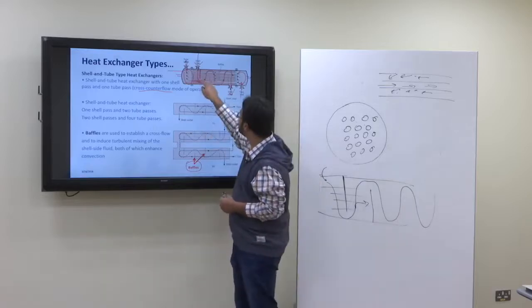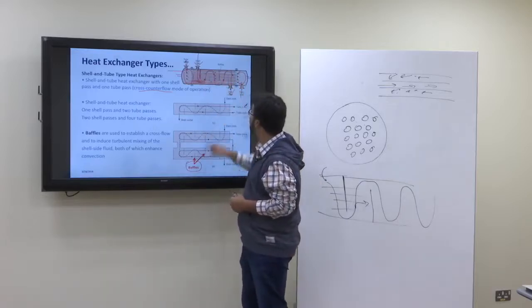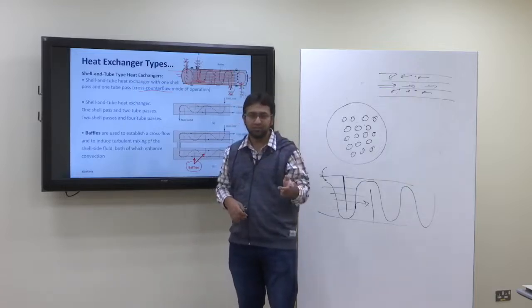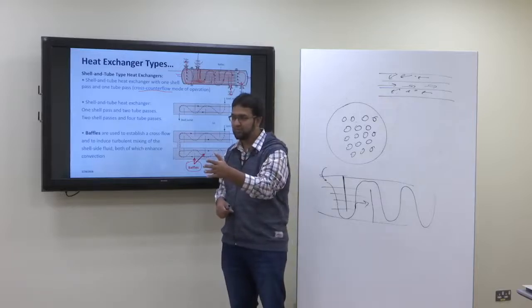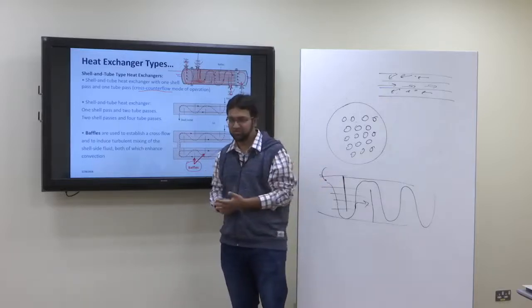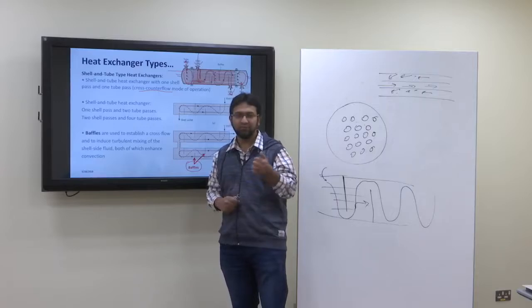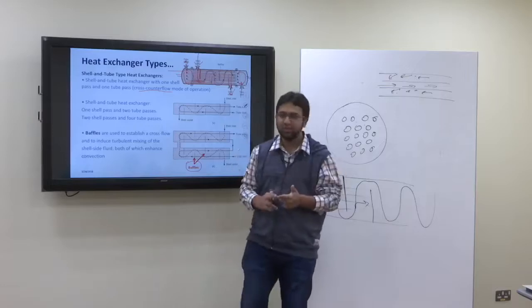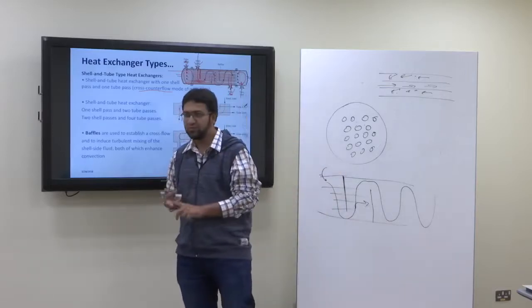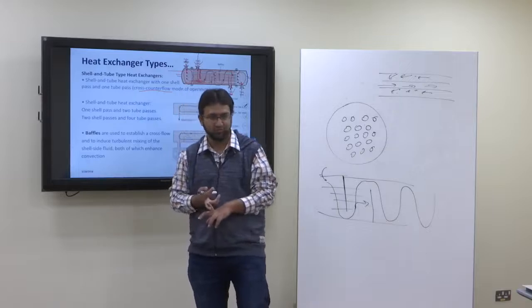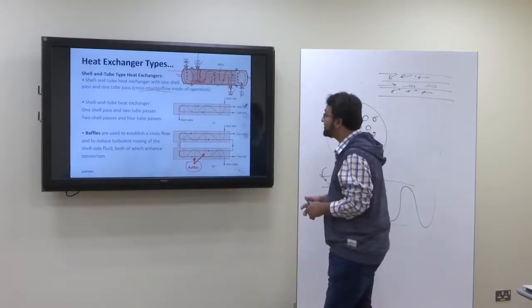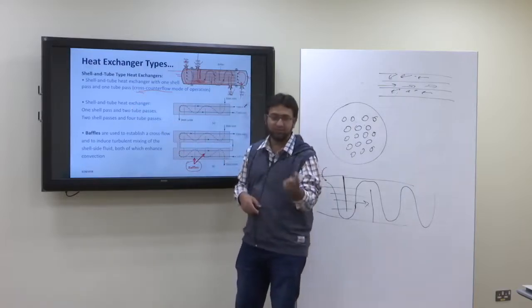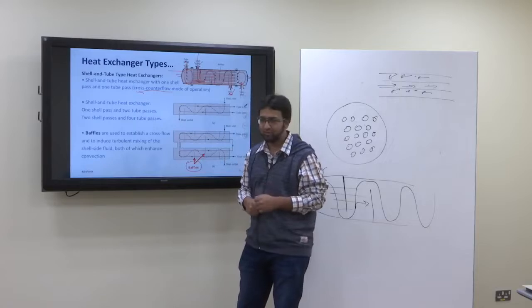And these are the baffles. So you have a shell, tubes, header and baffles, and that makes up a shell and tube heat exchanger. You need an inlet and an outlet for the shell side fluid, and an inlet and an outlet for the tube side fluid. It will always be cross, but it depends on whether it is parallel flow or counter flow.